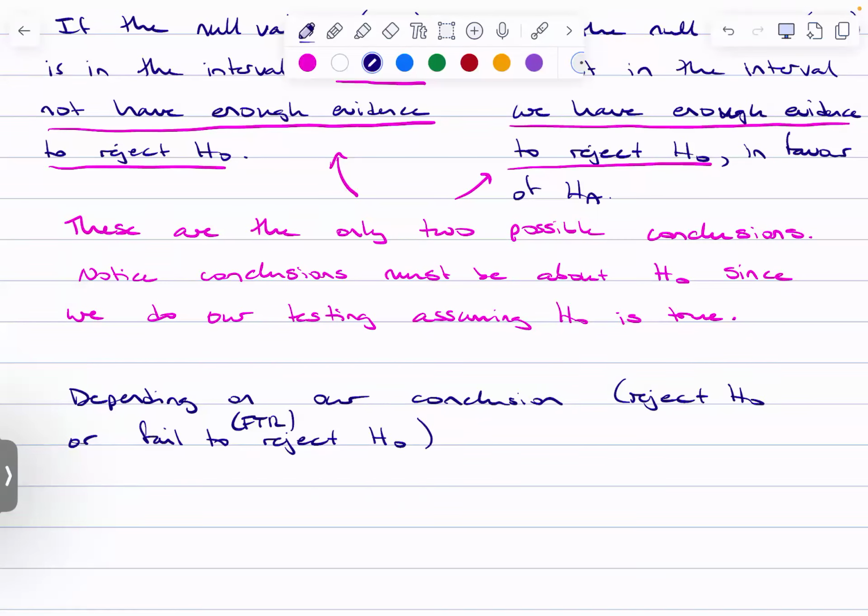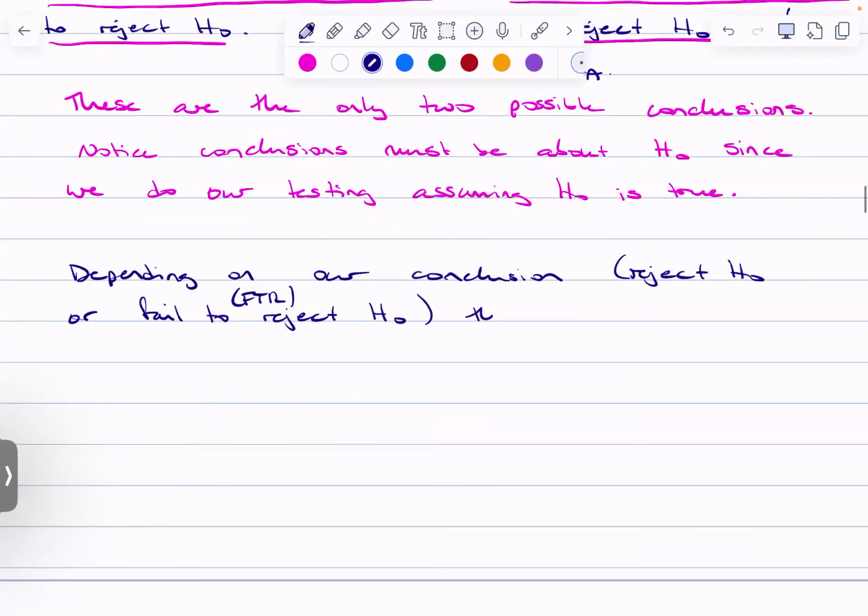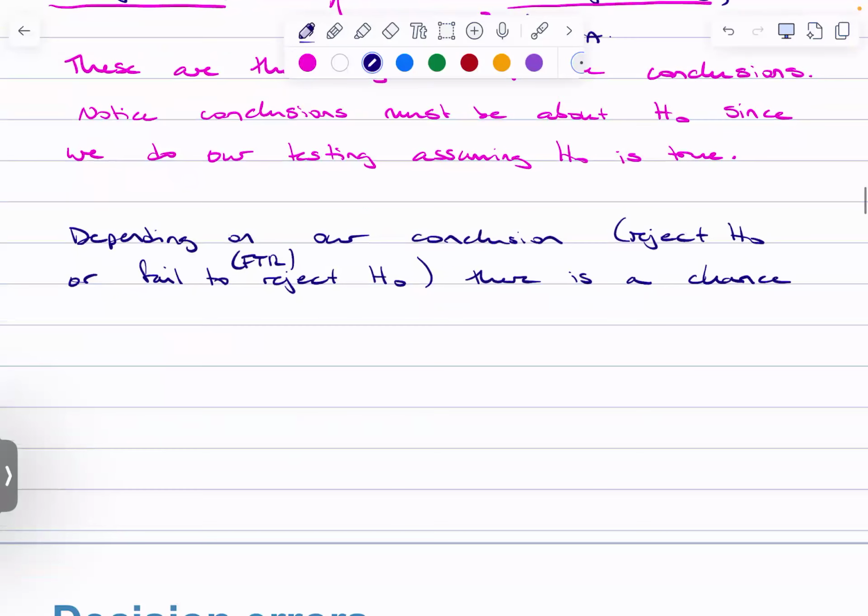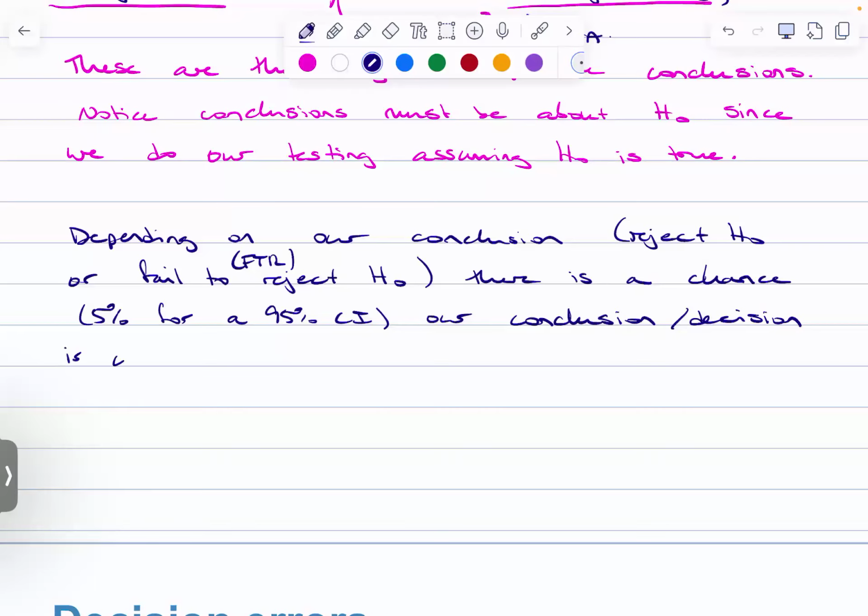And so depending on our conclusion, we either reject H naught or fail to reject H naught, there is a chance, right? 5% chance or probability for a 95% confidence interval, for example, right? But in general, there's a chance that our conclusion or our decision is wrong.